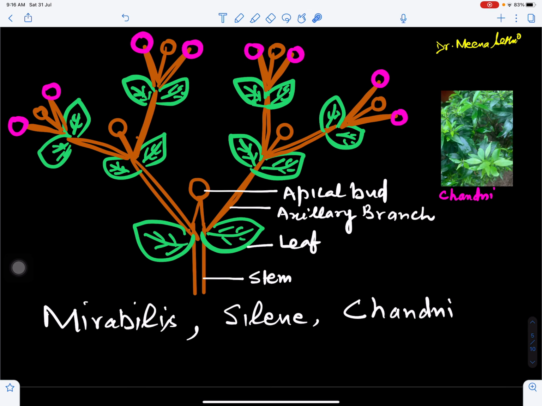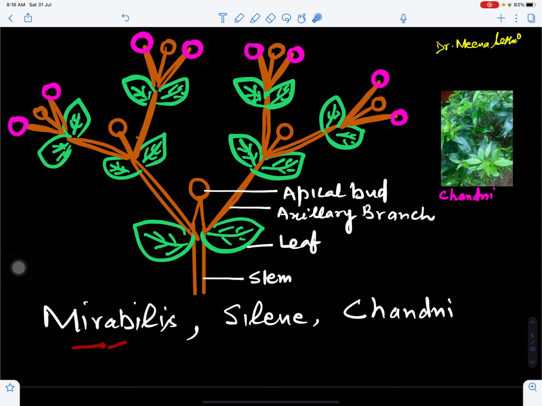We can see here this is the main stem which stops its growth, apical bud. This may turn into flower, tendril or thorn, and two leaves are here and two axillary branches will arise in the axil of these leaves. Now further, this will stop its growth. Two leaves will be there and two axillary branches will arise. Again two leaves, two axillary branches. Now they will turn into flower, tendril or thorn. They will show a definite growth.